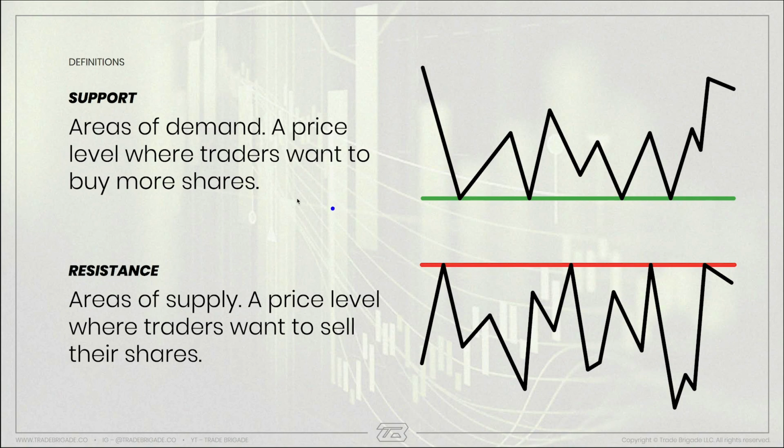So just to recap real quick, a support area is an area of demand. It's where buyers step in and push prices higher, and it happens historically over and over again at a similar level. So that's at this area here. And then supply is resistance. Think of those two as the same, and it's where sellers step in and push prices lower because there is more supply than demand, and it happens historically over and over again around a very similar level.